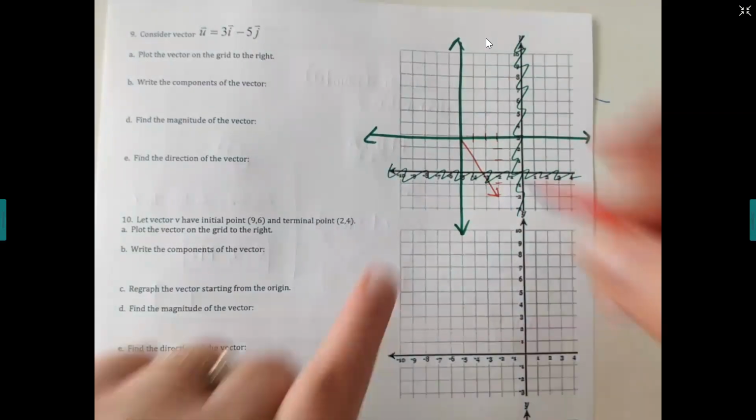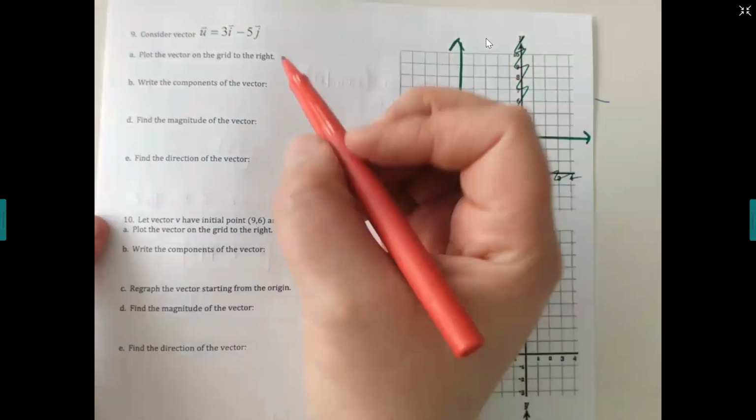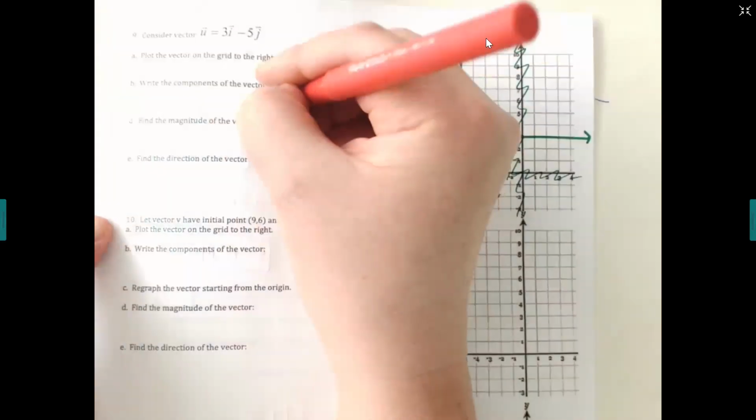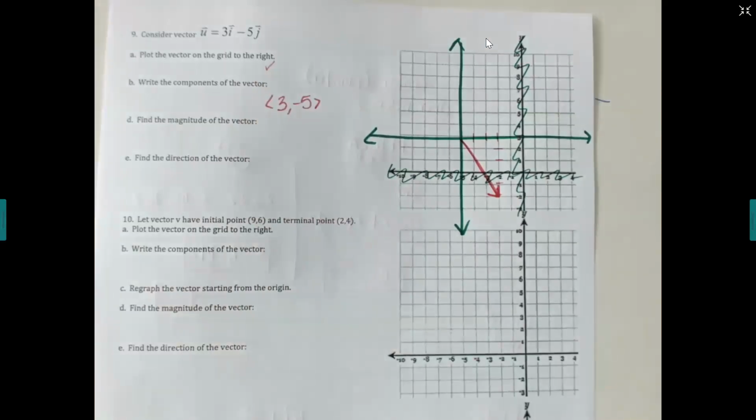Okay. Then it asks me after I grid it, which I just did, so plot the vector, check. It says to write the components of the vector. Well, then remember, that's just 3, -5. It asked me to find the magnitude.